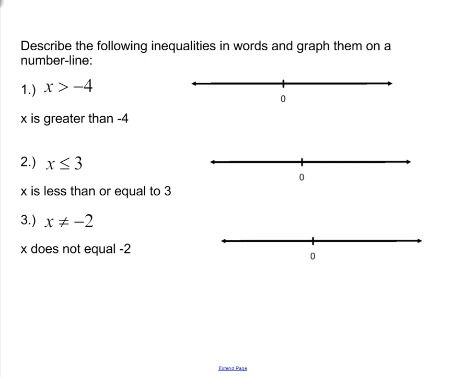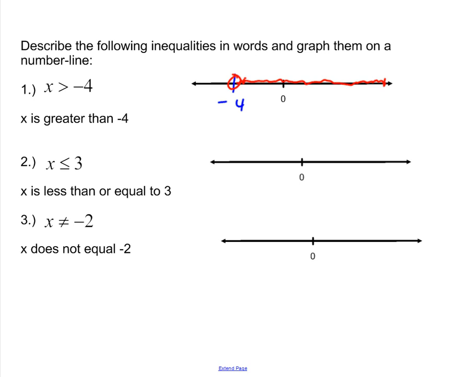Okay, so the first one would be x is greater than -4, which means x would be all the values that are greater than -4. That would be this value and all of these values all the way back until you get to -4. And then when you get to -4, all the values that are above -4 count, but -4 would not satisfy this inequality. So what we do at -4 is we put an open hole like that to demonstrate that -4 is not included in our solution set.